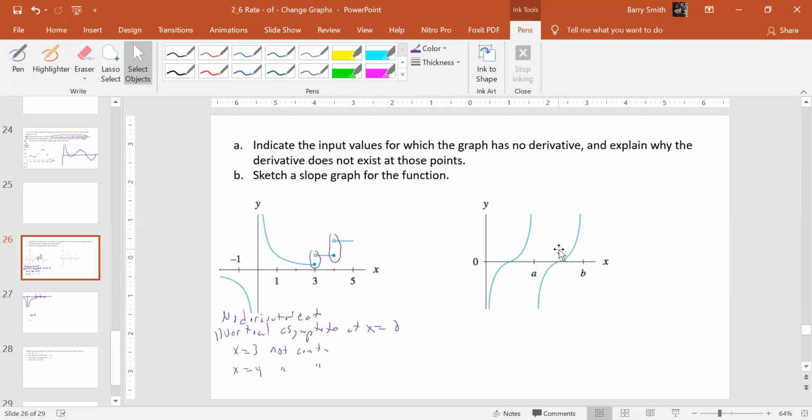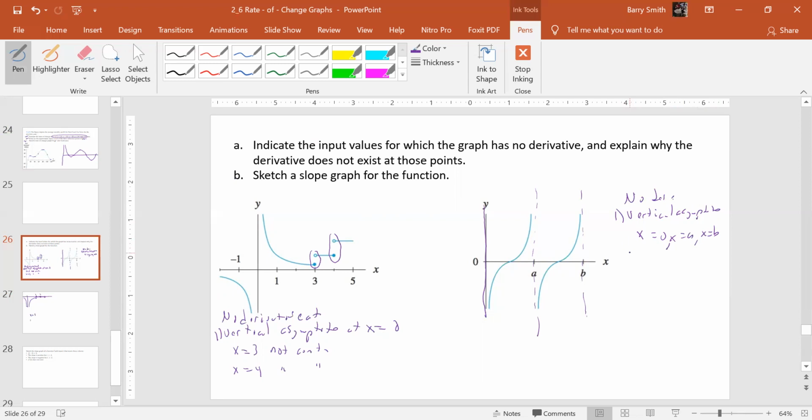Now what about this one? Well, this one looks like we have an asymptote here because it's coming close but not there. We have one here, and we have one here. So there's going to be 3 places with a vertical asymptote. So no derivative at the 3 vertical asymptotes, and that's going to be at x equals 0, x equals a, and x equals b. Okay, so those are going to be our 3 asymptotes there.